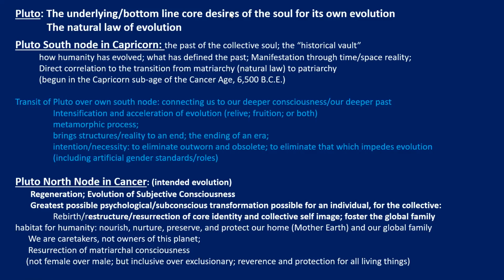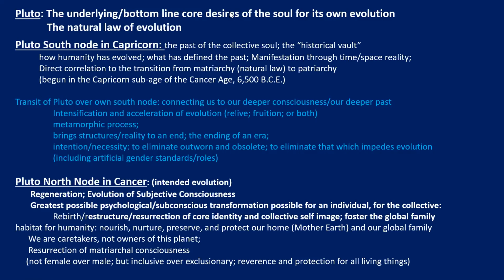Okay. All right. So the transit of Pluto over its own south node right now, these past few years, coming off the Pluto-Uranus square years, 2011 to 2016, and 2017 starts this transit of Pluto over its own south node, connecting us to our deeper consciousness, our deeper past. So this is an intensification and acceleration of evolution. Any planet on a south node is going to be a condition of relive, fruition, or a combination of both. So this accelerates the metamorphic process.